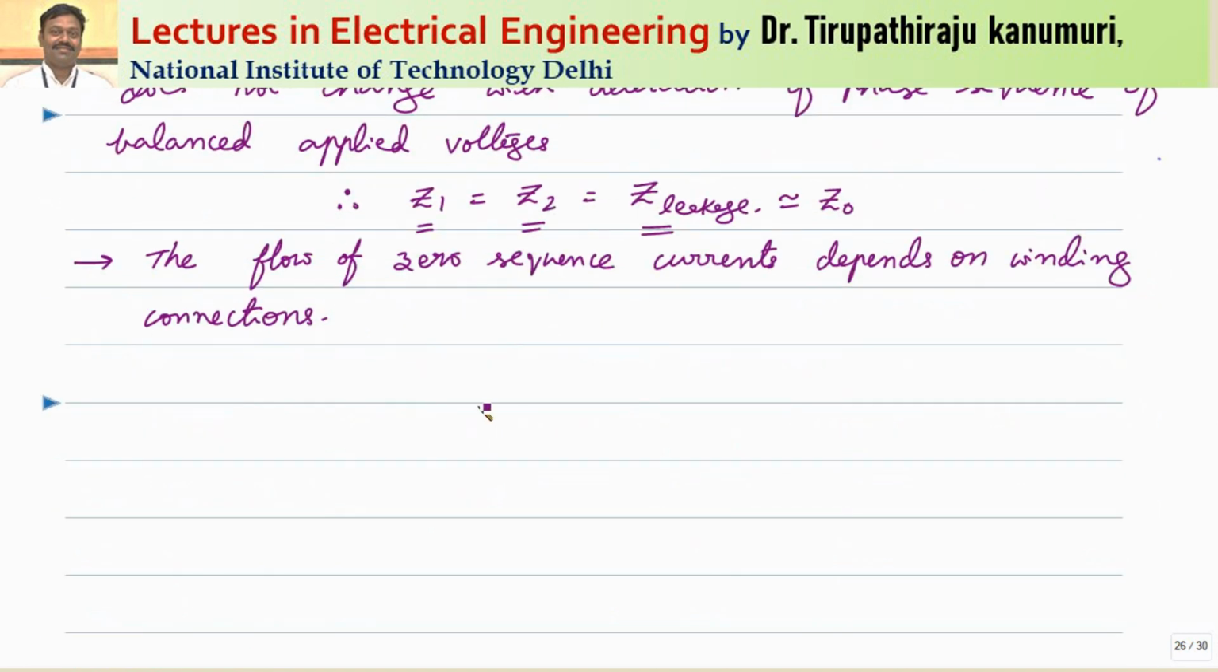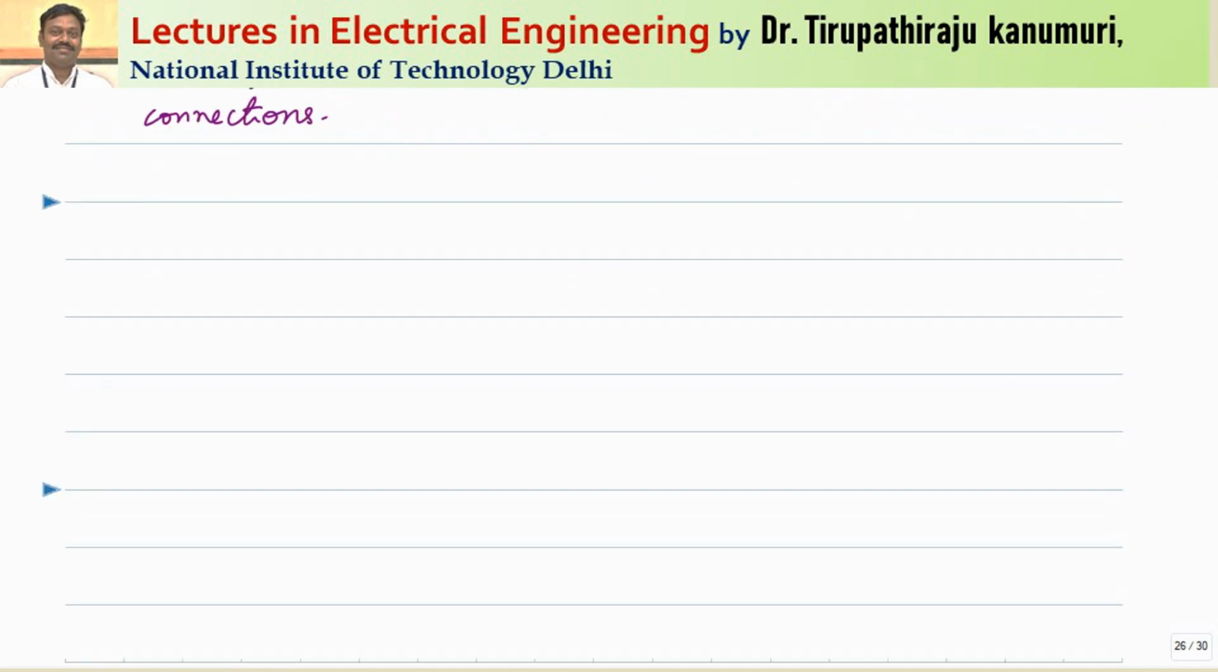But the flow of the zero sequence currents depends on the type of the winding connections. That means whether we are going for star connection or delta connection. Again, in star connection, whether the neutral is grounded, solid grounding, or reactance grounding. All those things define the effect on the zero sequence currents. So let us see how they are going to affect.